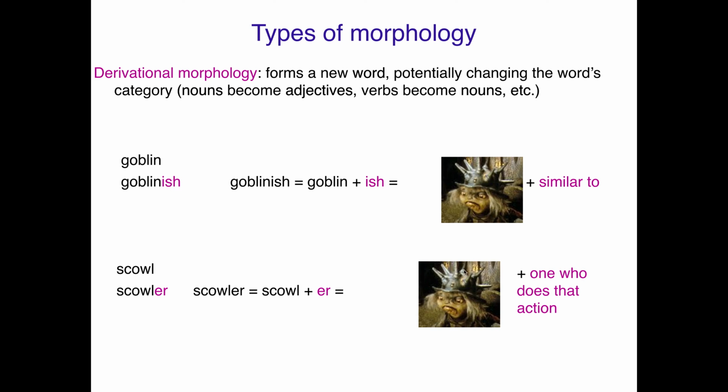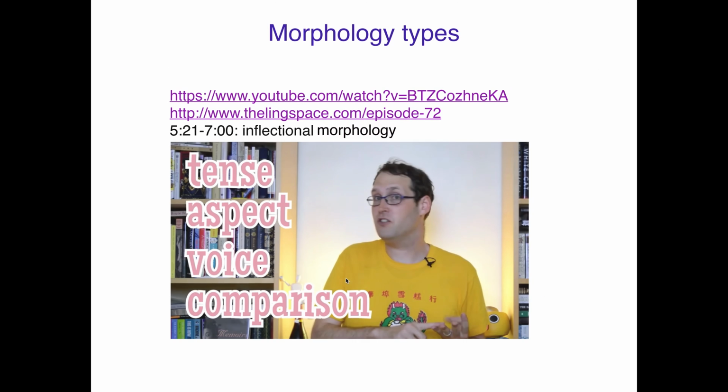And here's scowl. So scowl is maybe something like making this expression here. And so someone who does that action, we usually indicate by the bound morpheme er in English. So a scowler is someone who scowls. So you're changing from a verb, the action, to a noun, someone doing that action, through derivational morphology, right? You're changing the category because you're adding enough new meaning to really change the meaning of it and get a new category of word.